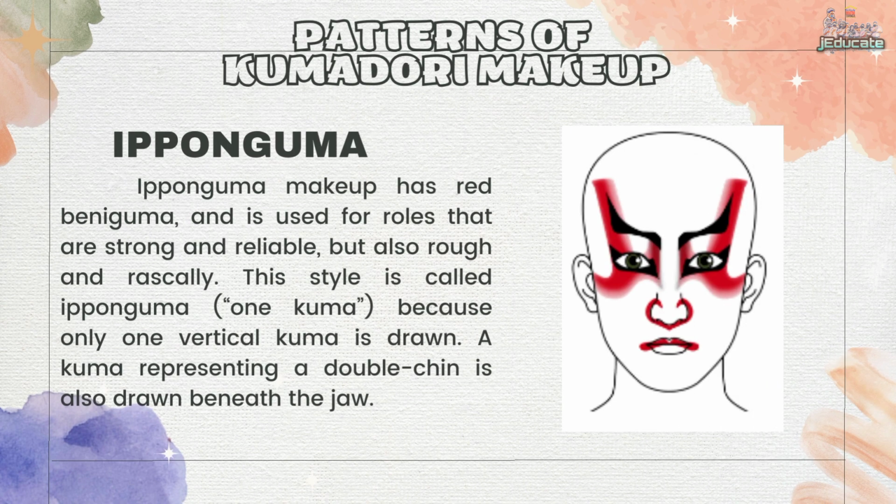Ipinguma. Ipinguma makeup has red beniguma, and is used for roles that are strong and reliable, but also rough and rascally. This style is called ipinguma, one kuma, because only one vertical kuma is drawn. A kuma representing a double chin is also drawn beneath the jaw.